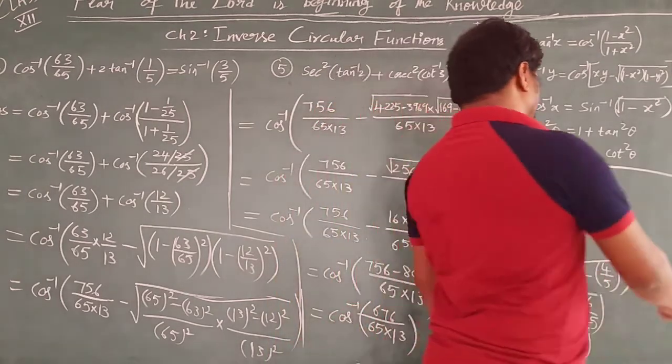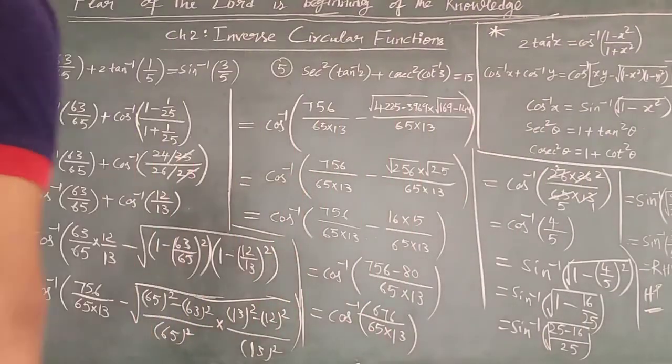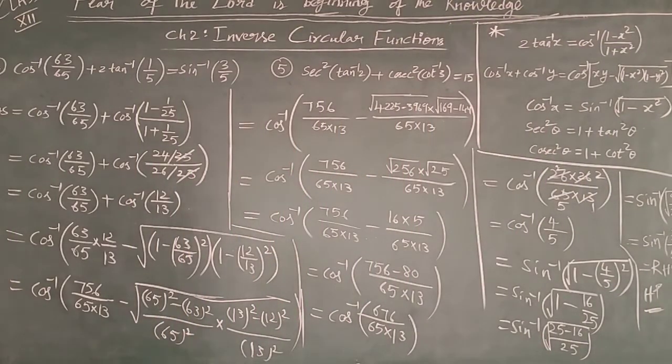So now you get sin inverse square root 9 upon 25. What is square root of 9? 3. Square root of 25, 5. So sin inverse 3 upon 5. So that is your RHS. Hence proved. That is about your problem number 4. I hope you all understood problem number 4. Let's move on to the 5th problem.